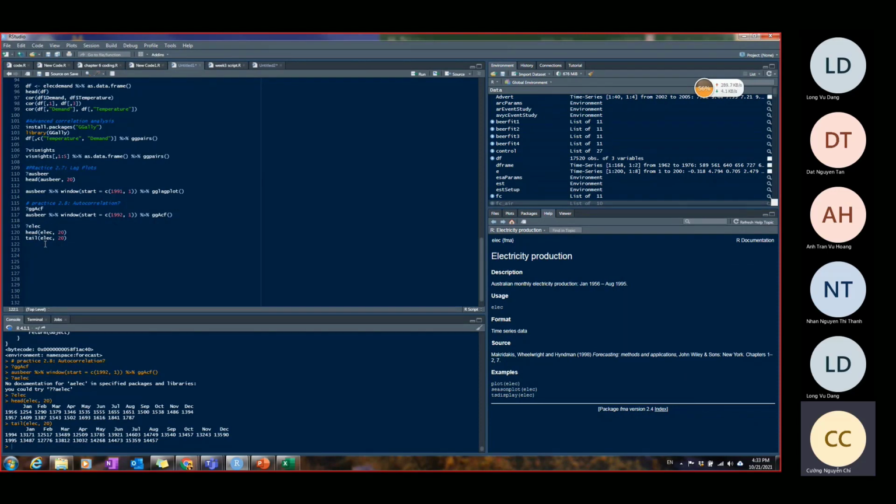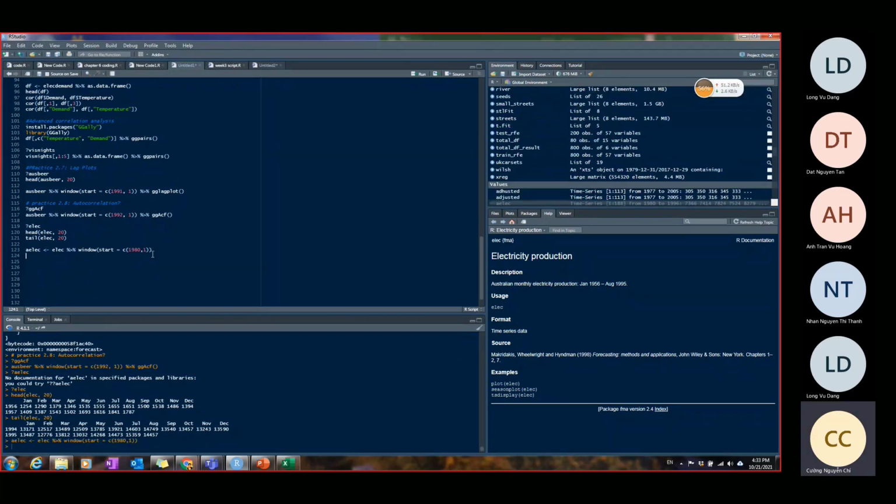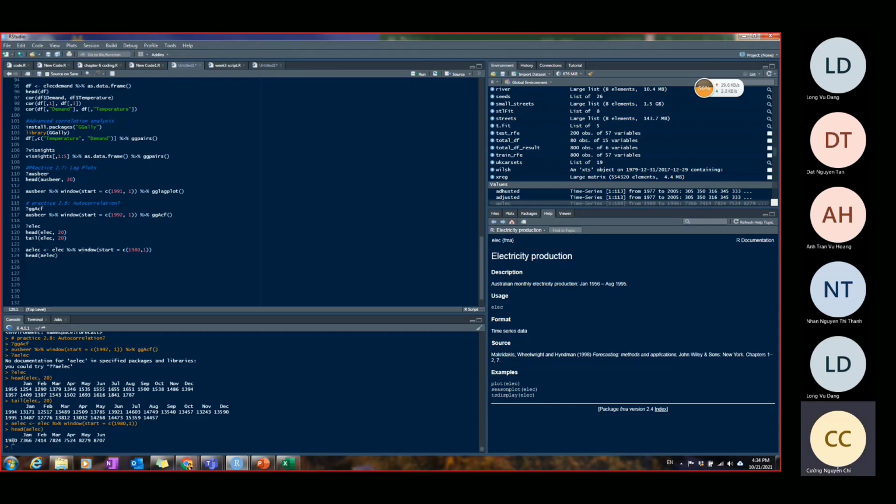Now, because it's too long, I want to create a smaller subset, aelect. That should be applied to the elect data, but then I apply a window, and I want to start from 1980, the first month of 1980. I have the data over here, so if you want to check it, you are welcome. Let's start from January of 1980 and end at the end of 1995.